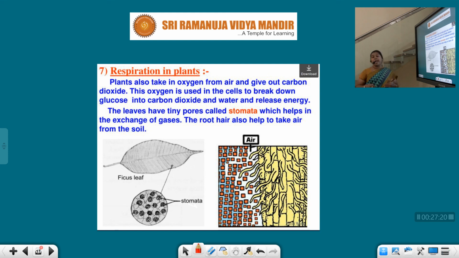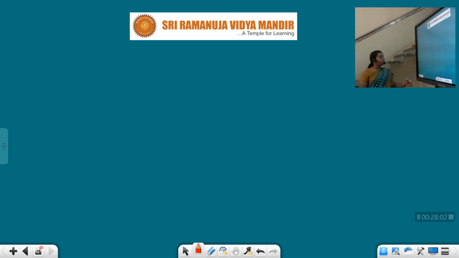As they are animals, they have separate organs for respiration. In the same way, our plants do perform respiration. They have special small openings, small pores on the lower epidermal layer of the leaf. These pores help in the exchange of gases. See, the leaves have tiny pores called stomata, which help in the exchange of gases. The root hair also helps to take air from the soil. Root hairs present in the root system also help the plant to absorb air. Okay, so respiration in the plants we have seen.